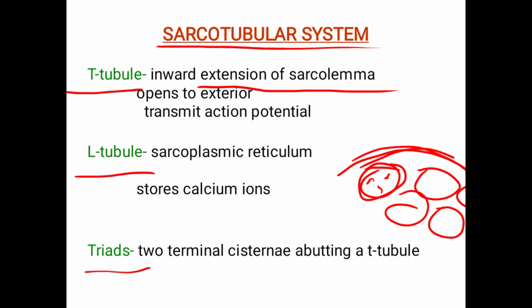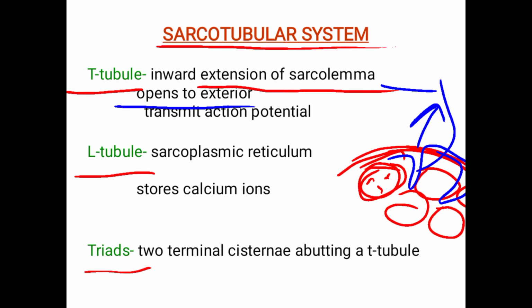This sarcolemma has an inward extension, and the inward extension we call T tubules. Many T tubules are present like this. The T tubule opens to the exterior, meaning the external environment. It mainly transmits the action potential to the interior of the cell.